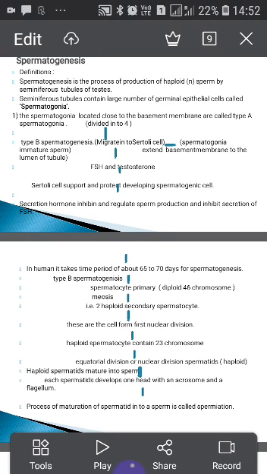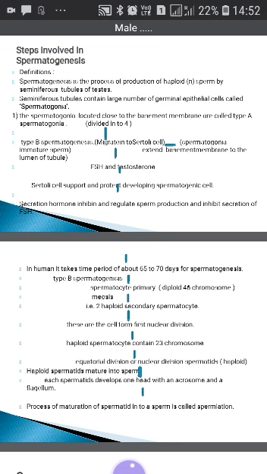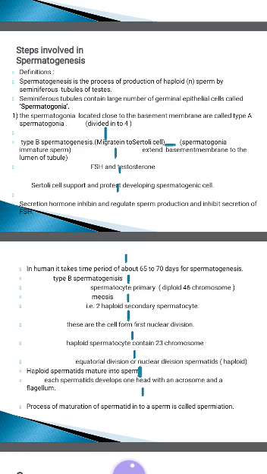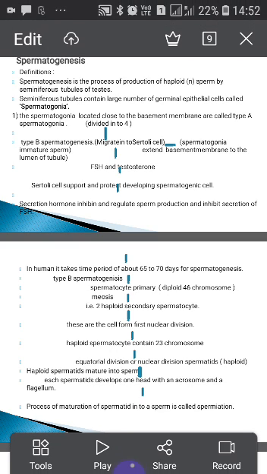spermatogenesis. The type B spermatogonia undergo differentiation to form primary spermatocytes. These primary spermatocytes are diploid and contain 46 chromosomes. The primary spermatocyte enlarges and undergoes meiosis, that is reduction division, to form two haploid secondary spermatocytes. These are the cells formed by the first nuclear division. Each secondary spermatocyte has 23 chromosomes, that is haploid.